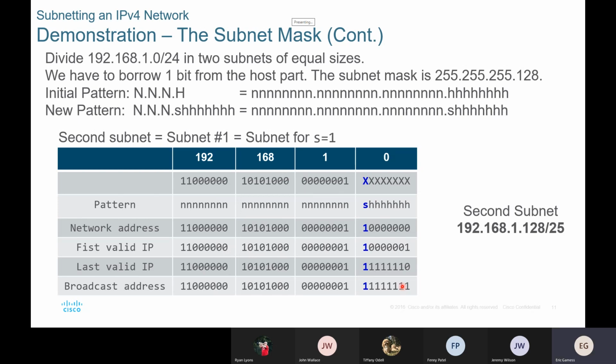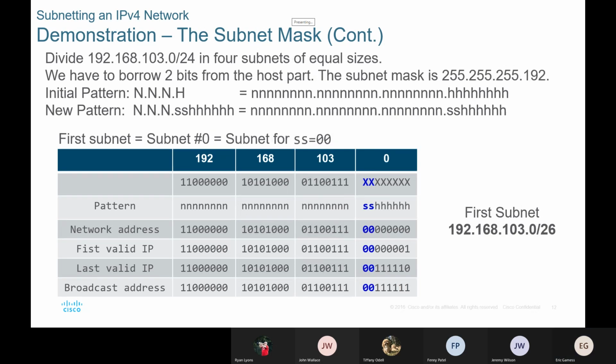Okay? So initially we have 256 IP addresses, and we cut it in 2 subnetworks. The first subnetwork goes from .0 to .127, and the second subnetwork goes from .128 to .255. Okay, which is fair, no? Half for each subnet. Okay. Now let's say that my initial network is this one: 192.168.103.0/24. This is a class C network.